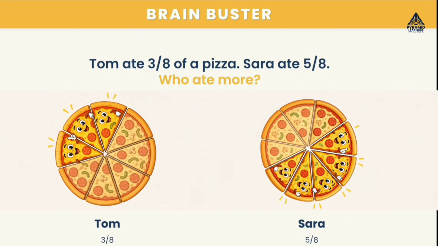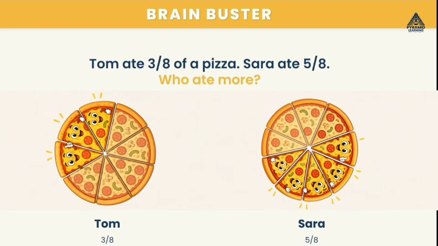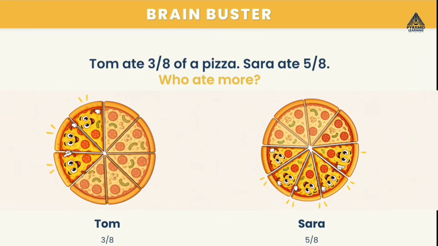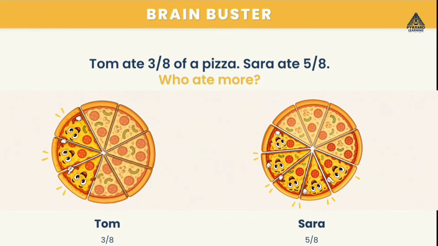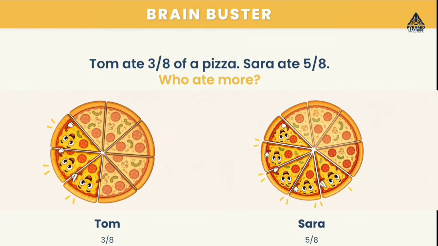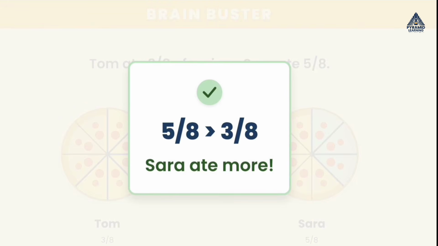Each pizza is cut into 8 equal slices. Tom ate 3 slices, that's 3/8. Sarah ate 5 slices, that's 5/8. The denominators are the same, so we compare the numerators. 5 is greater than 3, so 5/8 is greater than 3/8. Sarah ate more. Well done if you got it right.